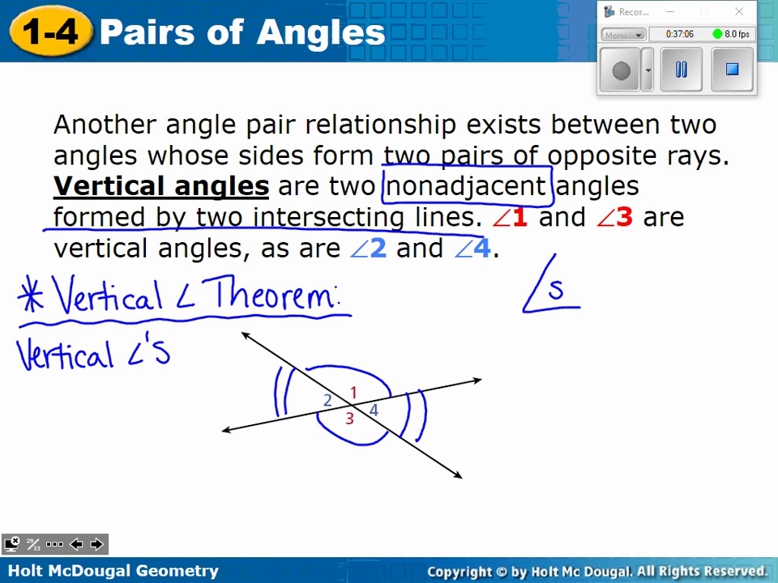So vertical angles are congruent. That's the theorem. Vertical angles are congruent. You need to memorize the name, vertical angle theorem, because you're going to have to use it later in proofs. But all it says is that two angles that are vertical are congruent to each other. So 1 and 3 are congruent, 2 and 4 are congruent.